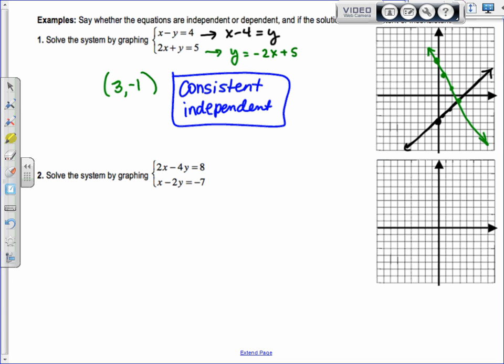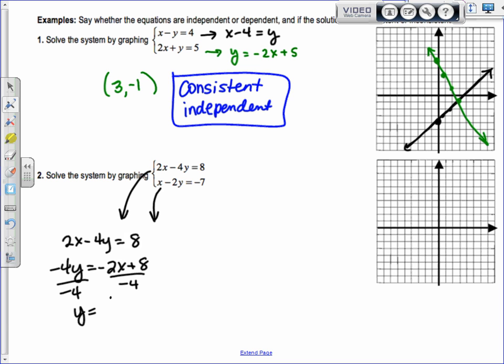All right, so let's sketch out the next one. So I have 2x minus 4y equals 8, and I have x minus 2y equals -7. So you could use your x-intercept, y-intercept method, set up that way. Or you could solve for y. On these, I like to solve for y so I can see if the slope's the same or if they're different. All right, so if I have 2x minus 4y equals 8, I'm going to solve for y. So I'm going to subtract the 2x over. I'm going to divide by -4. So I get y equals positive 1/2 x minus 2.